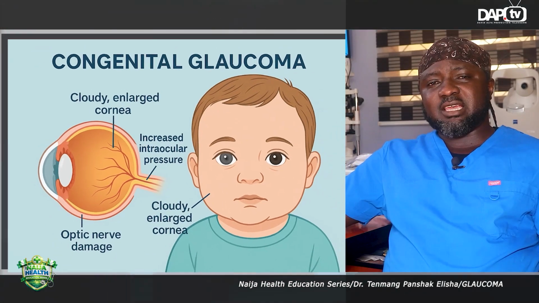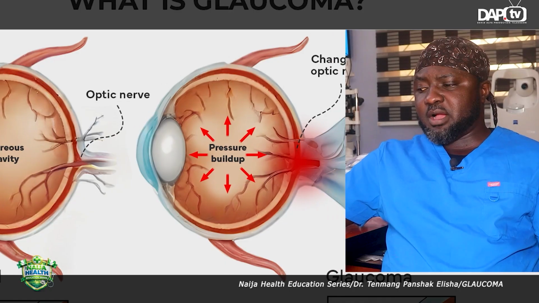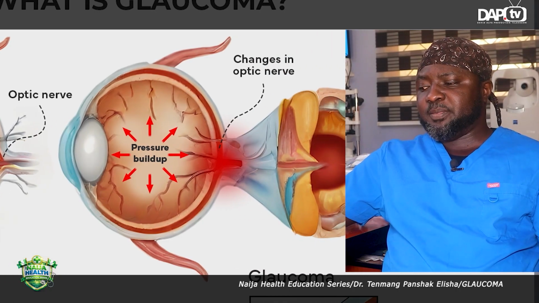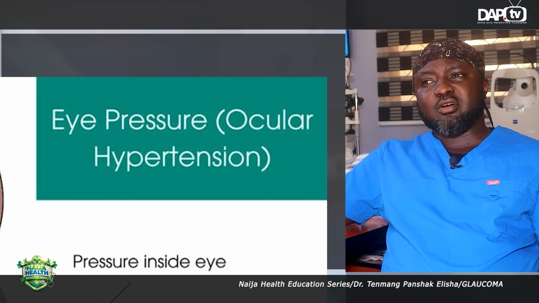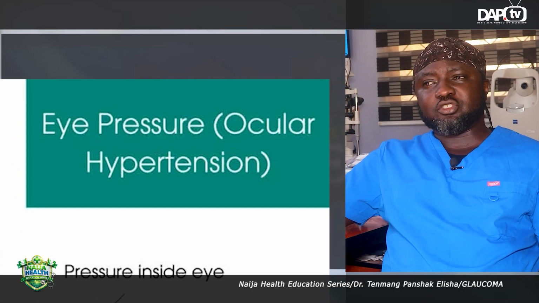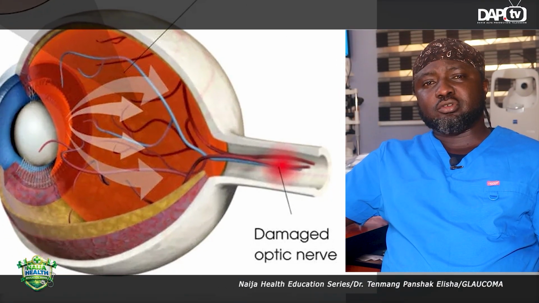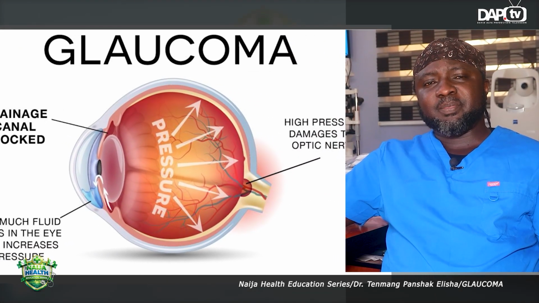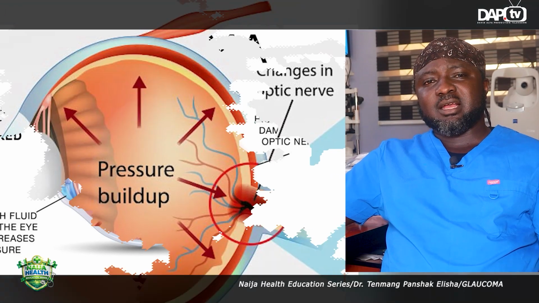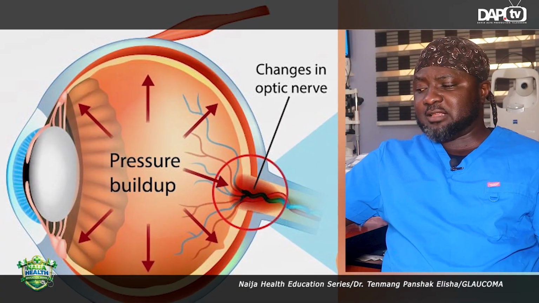And when do we say a child has glaucoma? Based on the definition of glaucoma by the Glaucoma Research Network, they define childhood glaucoma as the presence of an elevated intraocular pressure greater than 21 millimeters of mercury. Now, intraocular pressure has a normal range of between 10 to 21 millimeters of mercury. But when it goes beyond 21 millimeters of mercury, it is higher than normal, and it's an indication of a possible glaucoma in the eye of that patient.